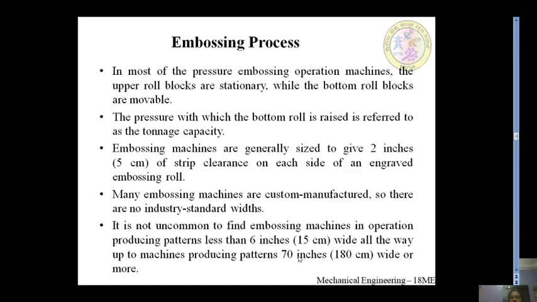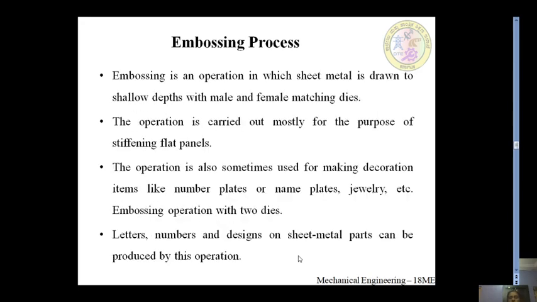Embossing machines are generally sized to give 2 inches or approximately 5 cm of strip clearance on each side of an engraved embossing roll. Many embossing machines are custom manufactured, so there are no industry standard widths here. It's not uncommon to find embossing machines in operation producing patterns less than 6 inches or 15 cm wide all the way up to machines producing patterns around 180 cm wide or more also.